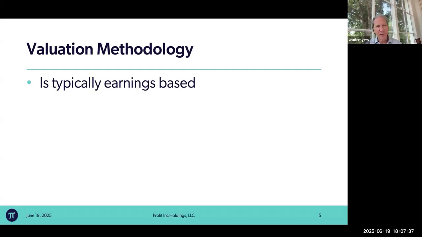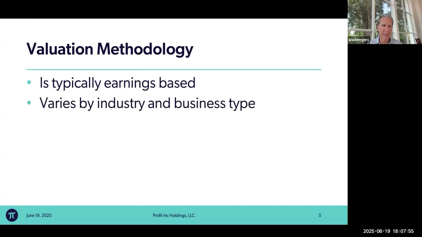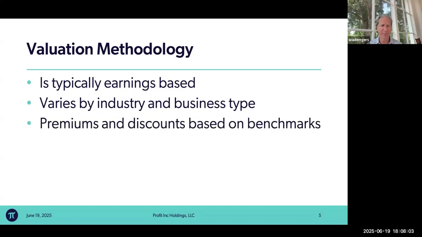Most businesses are valued as a multiple of earnings, especially manufacturing businesses. There are some business models that are valued on a book value and some business models that are valued on a revenue multiple, but almost all manufacturing companies are bought and sold based on an earnings multiple. So that's just a multiple times your earnings. And it varies by industry and business type, even within manufacturing, all the different manufacturing sectors. And I'll show you some examples of that.